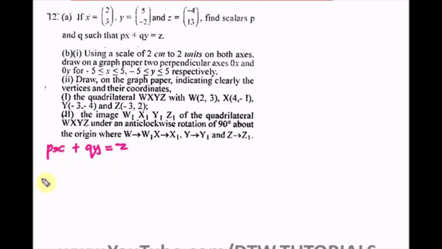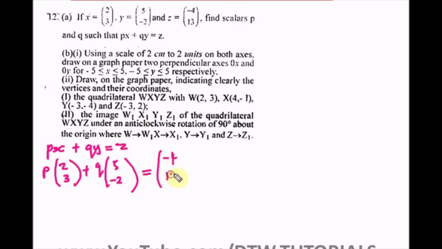So we have px + qy is equal to z. So from here we have p. What is x? x is (2, 3), plus q. And what is y? y is (5, -2). And what is z here? z is equal to (-4, 13).